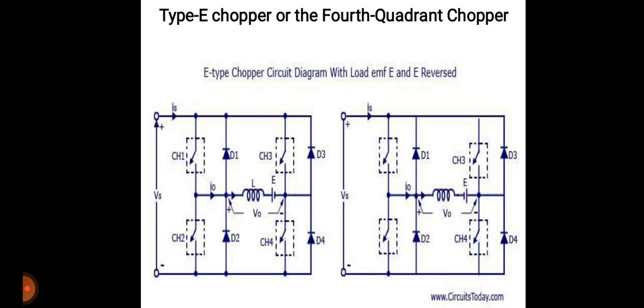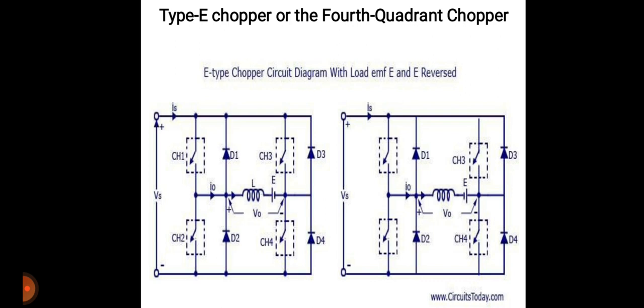Now the next one is the type E chopper, or four quadrant chopper. The figure shows the type E chopper with circuit diagram and load EMF E and E reverse. The power circuit diagram of a four-quadrant chopper is as shown. It consists of four semiconductor switches CH1 to CH4 and four diodes D1 to D4 in anti-parallel.